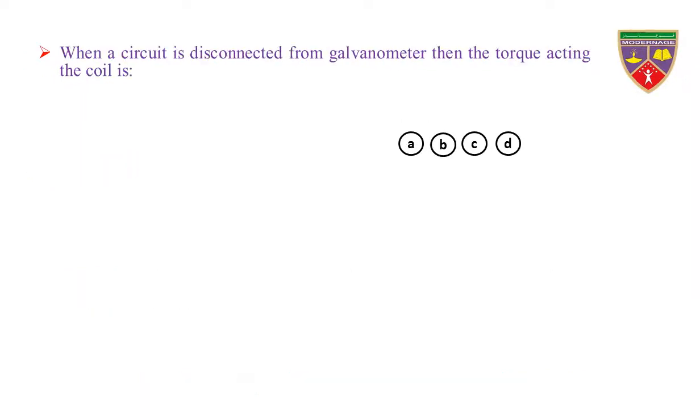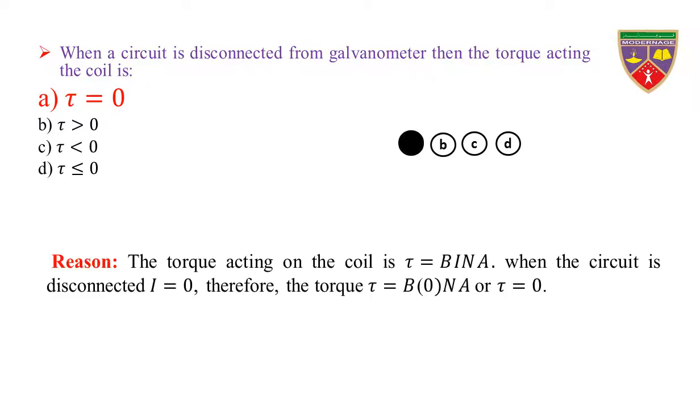Hence, the torque acting on a current carrying coil is NBIA. When the circuit is disconnected from the galvanometer, the torque acting on the coil is: option A, torque τ = 0; option B, torque τ greater than 0; option C, torque τ less than 0; option D, torque τ less than or equal to 0. The key is torque τ = 0. Therefore, the correct option is A.